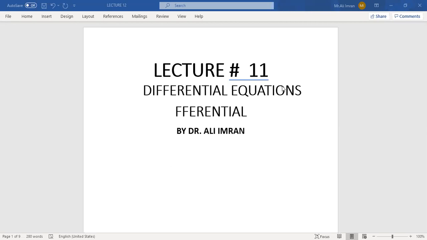Previously, we have comprehensively studied various methods for solving first order differential equations. In today's lecture, I will apprise you about higher order differential equations. Today is the introductory lecture about higher order differential equations. In the forthcoming lectures, we will study various methods for solving higher order differential equations. So let us start today's lecture.